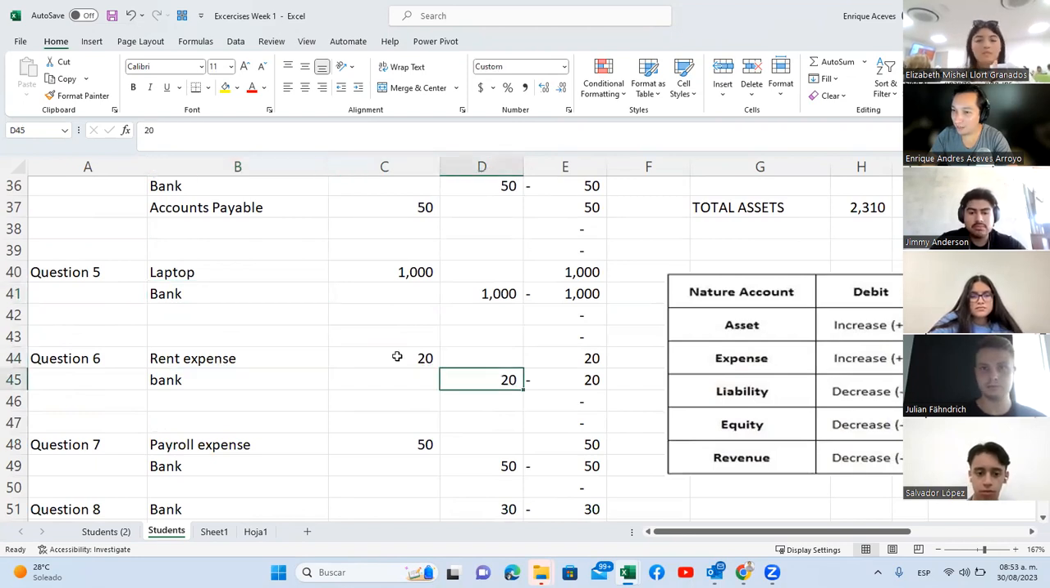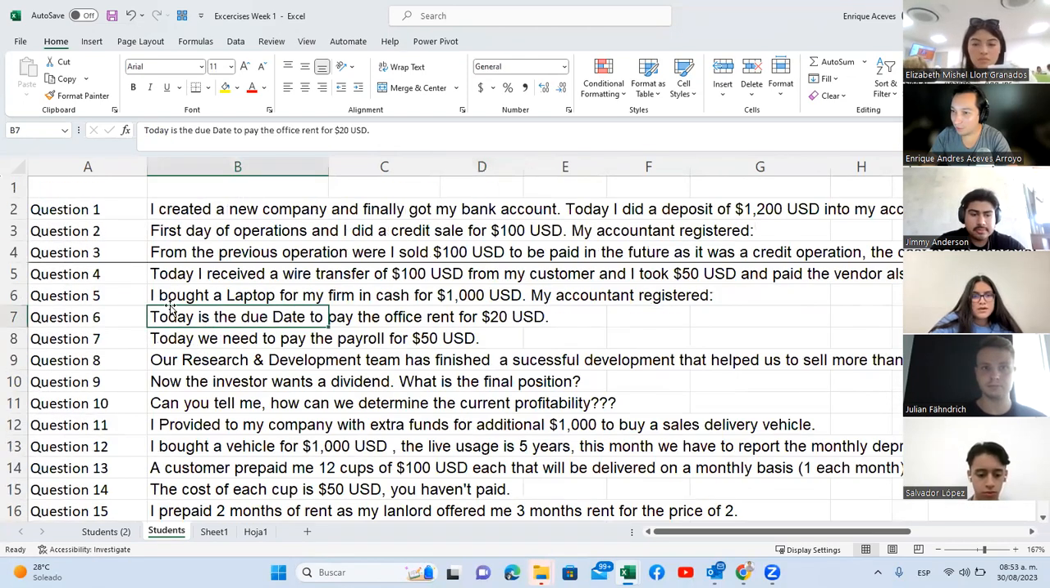Rent expense and bank account. Okay, sorry. We're in question 6. Today is the due date to pay the office rent. The easiest one. Hey guys, the ones that are already participating, please, another one. Fernanda, qué gusto verte. No te había visto. Salvador. Venga, Valeria, esta sí te la sabes.